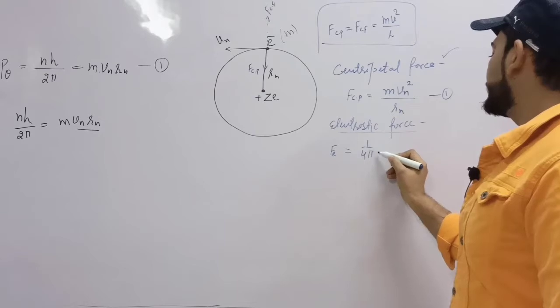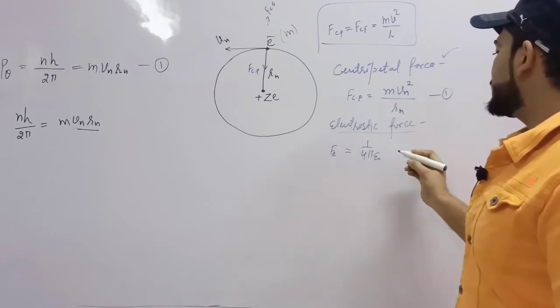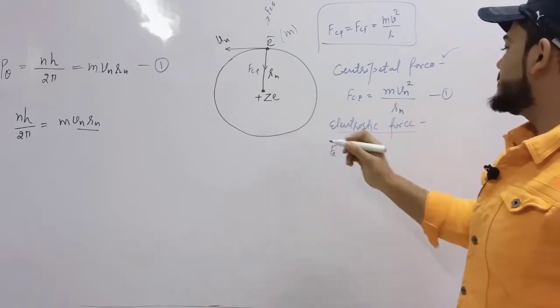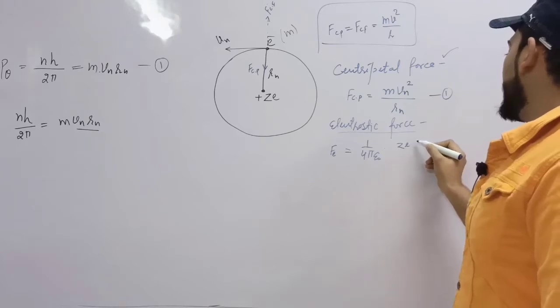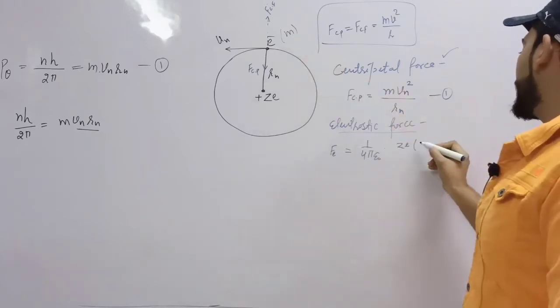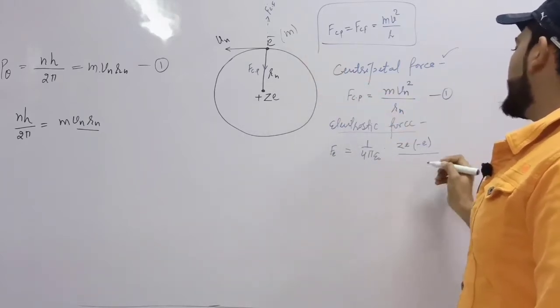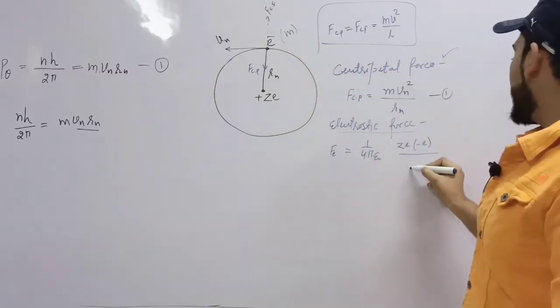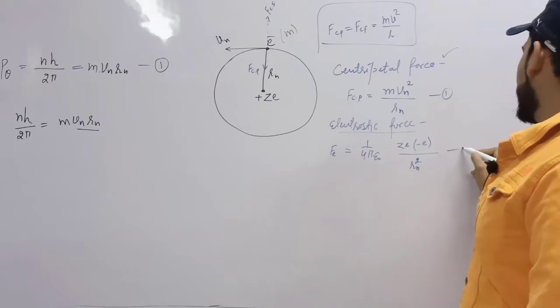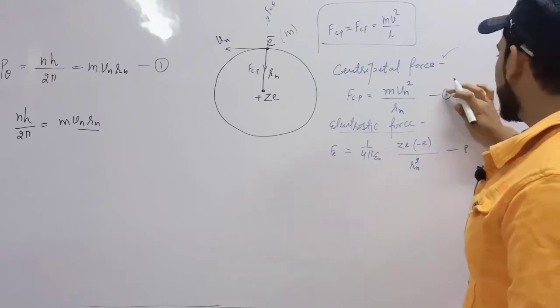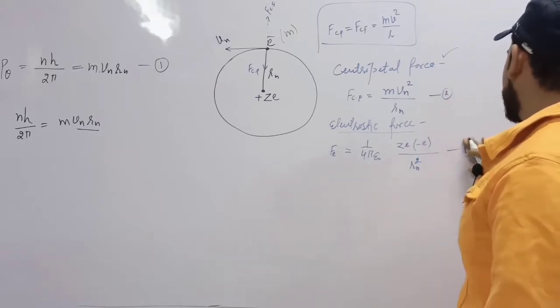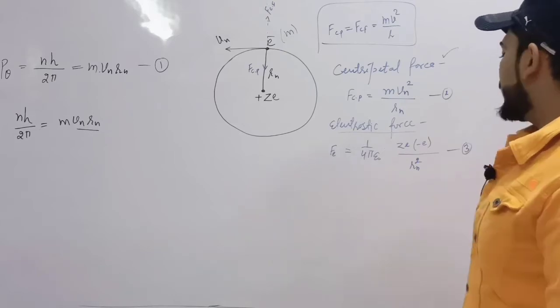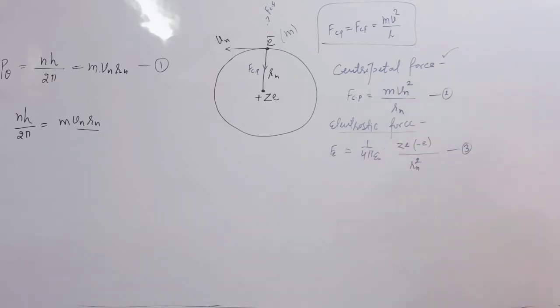So that force is given by the electrostatic force, that is Fe equals 1 upon 4 pi epsilon naught, the product of both charges, here this charge is Ze, multiplied by the charge on the electron, that is minus e, and divided by the square of the distance between this electron and this nucleus, that is Rn square. This is the second equation obviously, and this is the third one. Okay, now we have these two equations also.